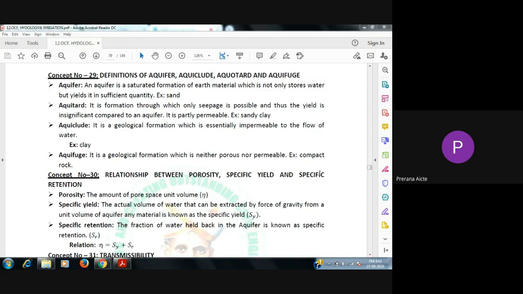Then aquiclude. It's a geological formation which is essentially impermeable to the flow of water. The example is clay. Impermeable means it does not transmit water. So it may contain water, but it may not transmit. That's called aquiclude. Then aquifuge. It is a geological formation which is neither porous nor permeable. Example, sheet rock or compact rock, etc.